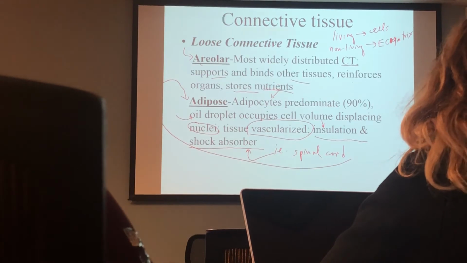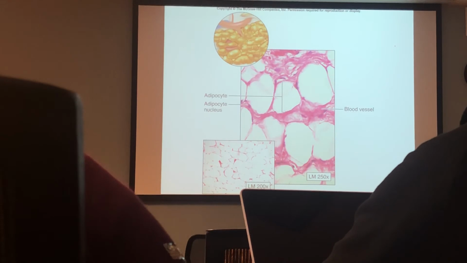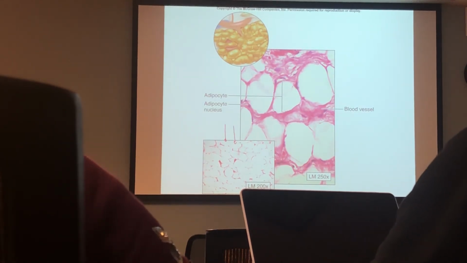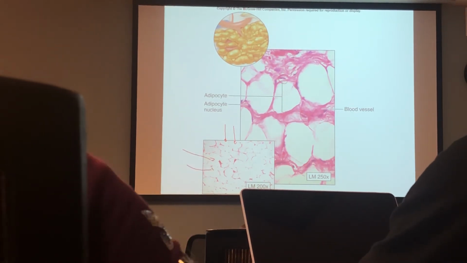So you have loose CT, guys, here's areolar, here's adipose, okay? You can very easily identify adipose. You have all this lipid stuff here, right? And notice how it pushes off to the side the what? It displaces the what, guys? The nucleus, okay?